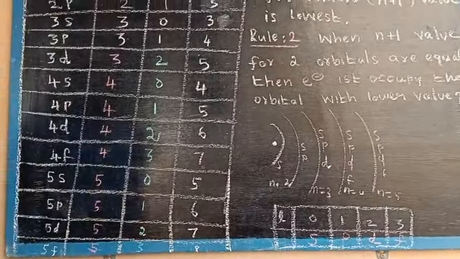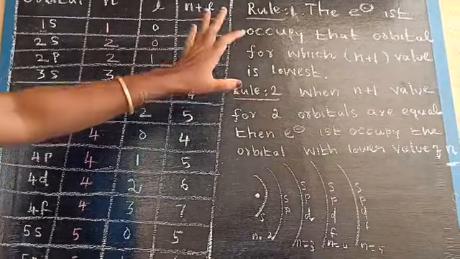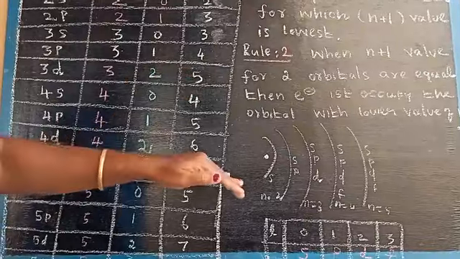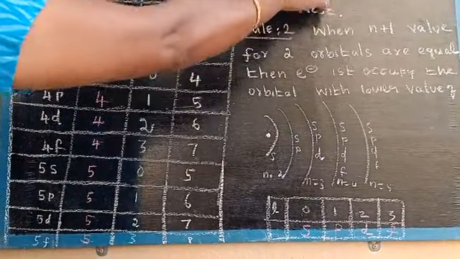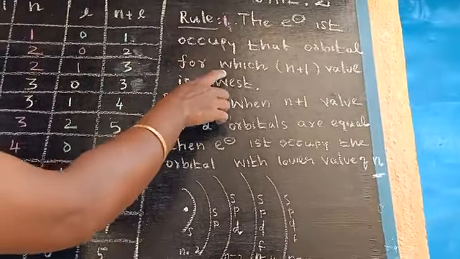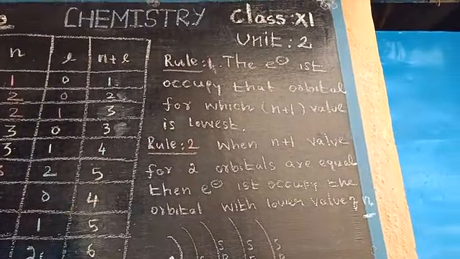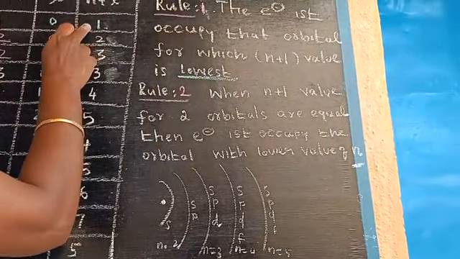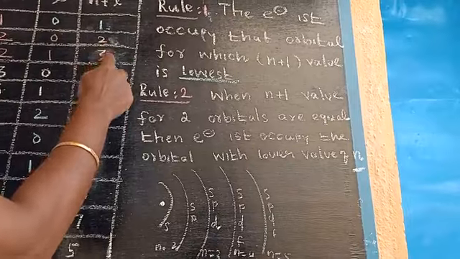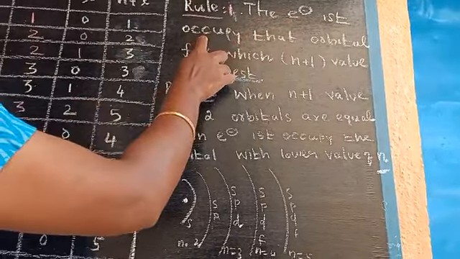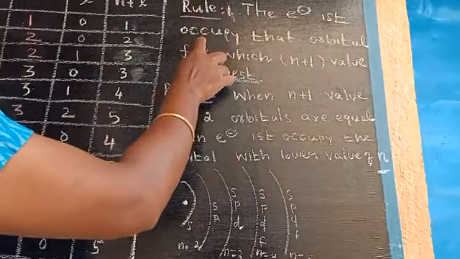Okay. So now I am writing the rule here. First, we want to follow 2 rules. Whenever writing the n plus L order, point number 1, the electron first occupies that orbital for which n plus L value is lowest. Okay. So now 1 is the lowest one. So first we start with 1 only. Next 2, 3, 4, etc. Okay. So once again, the electron first occupies the orbital for which n plus L value is lowest.